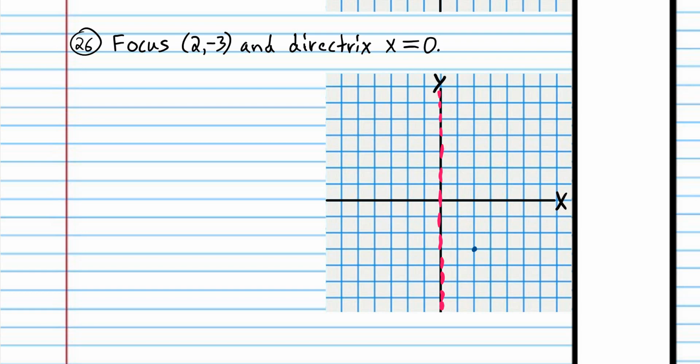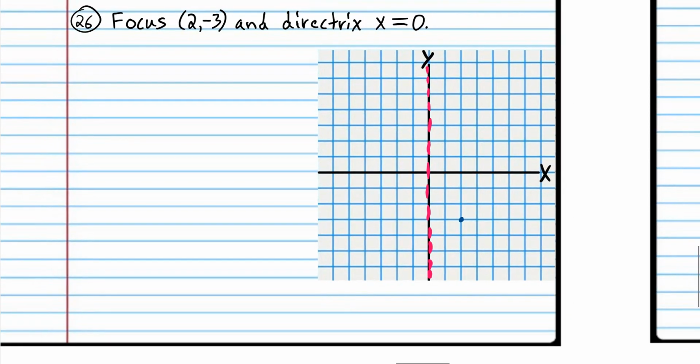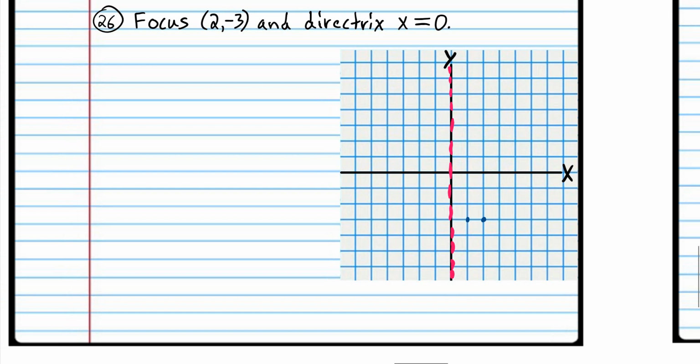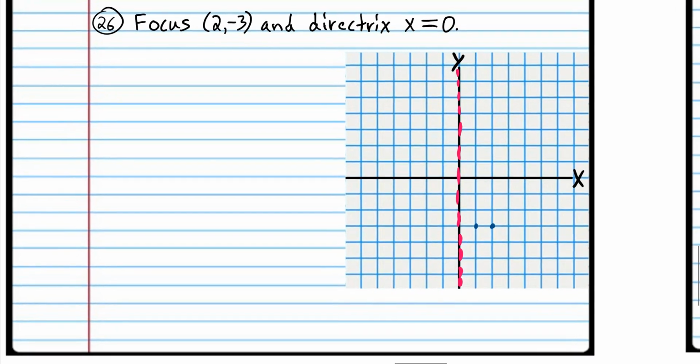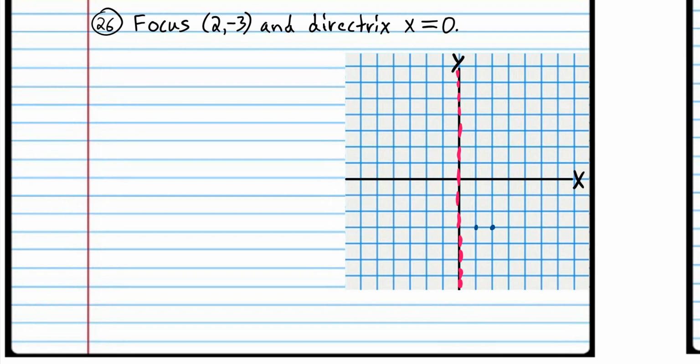So what this tells us is that the vertex must be right in between. The vertex is always directly between the directrix and the focus. So this means that our parabola is going to be opening to the right. So we have to use our special formula to find a.